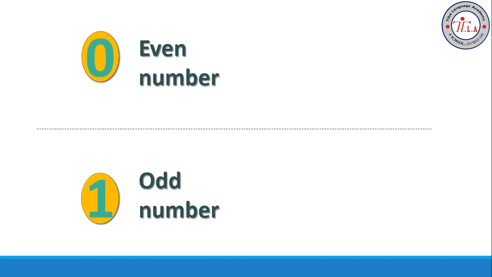Here we have number 0 and number 1. Is number 0 odd or even? Number 0 is an even number, okay? And number 1? Number 1 is an odd number. Why is number 1 an odd number? Because number 1 has only one dot, and we should circle 2 dots. So number 1 is an odd number, and number 0 is an even number.